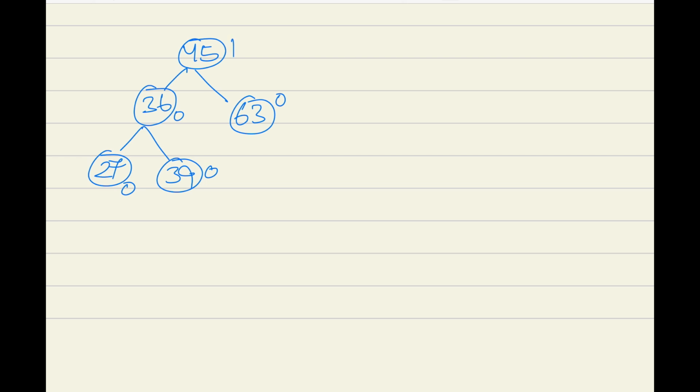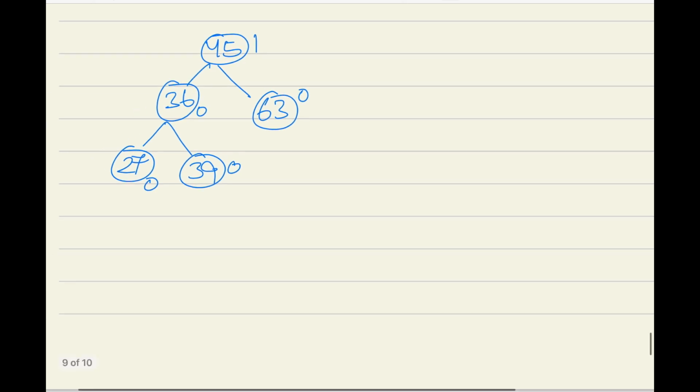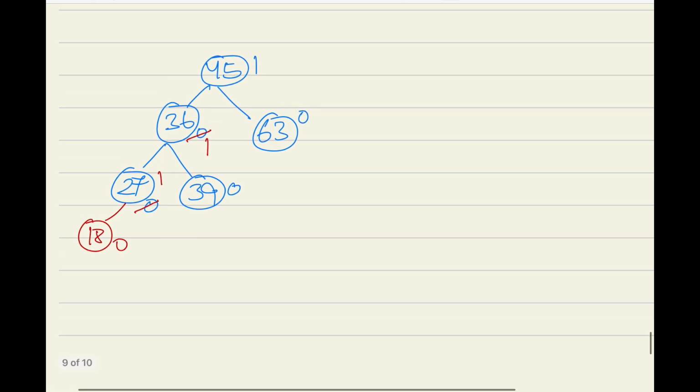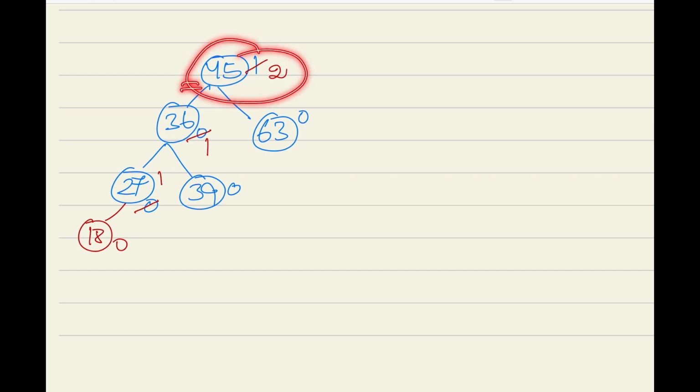Now if we want to insert 18 into this existing AVL tree, where do we need to insert 18? 18 is going to be inserted here only. After insertion, find the balance vector. So it is 0, it is 1, it will be 0, so it becomes 1, it is 0 for 63, no change. For 45 it becomes 2. Now you can observe after insertion, for node 45, the root node, the balance vector becomes 2.